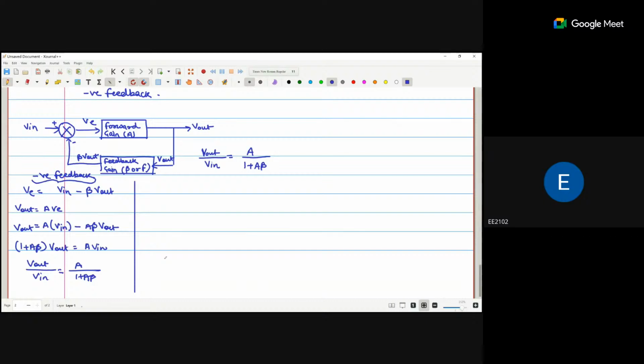If I consider the positive feedback, that means this beta V out will be added with VE. So VE is equal to V in plus beta V out. Okay, and if I solve this one, V out by V in is equal to A upon 1 minus A beta. And if A beta is equal to 1, I can say the V out is equal to infinite.